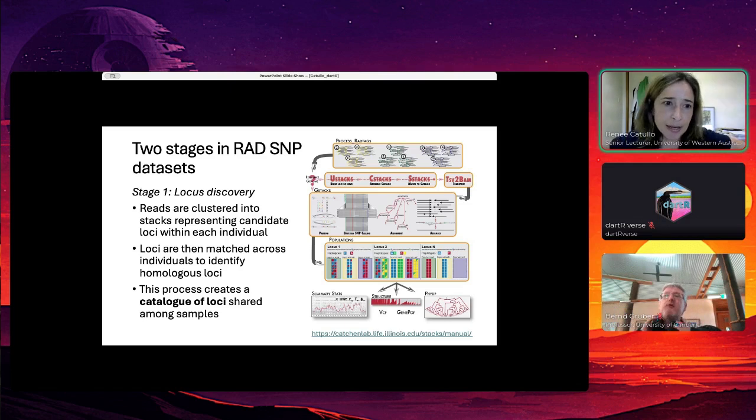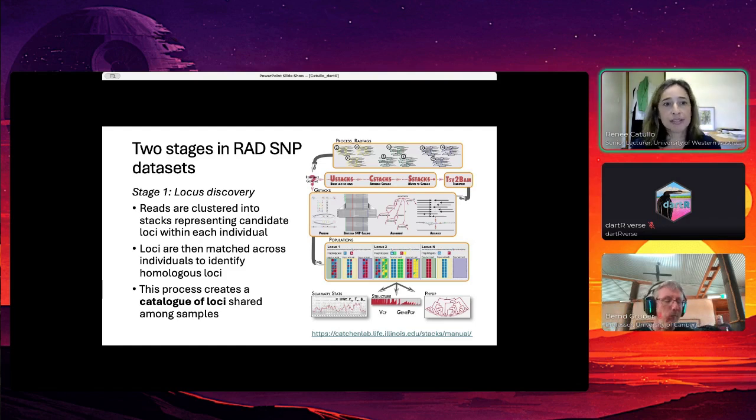I'm going to talk mostly about Stacks. It's what I use mostly because it's pretty well documented. As I mentioned, I don't have an issue with any particular SNP discovery bioinformatic pipeline, but I use this because it's easy to teach and it's well documented, and it's in Galaxy, which means the knowledge barrier for entry is much lower.